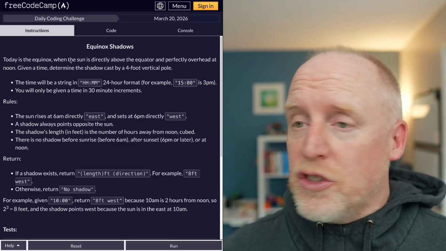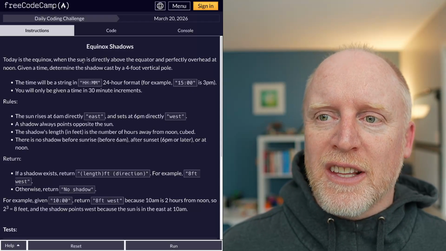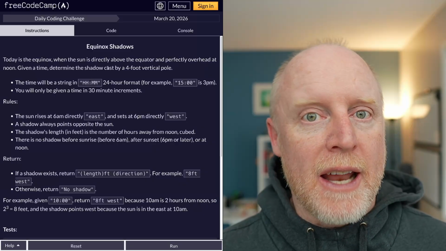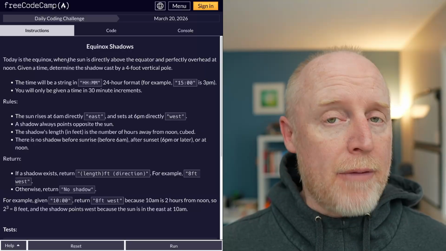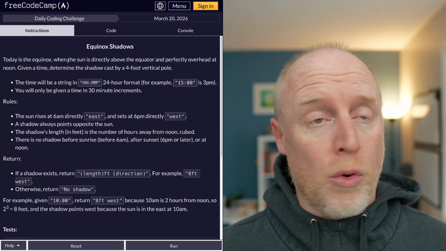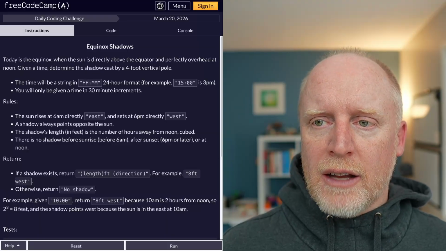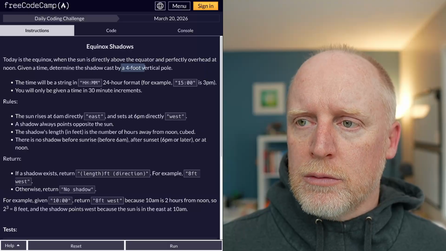Hello team, today's challenge is Equinox Shadows, where we make the assumption that the sun is directly above the equator and perfectly overhead at noon. It's generally considered to be the halfway point of spring or fall. There's also a fall version. But today we're going to do that and use that to determine the length of a shadow, right?